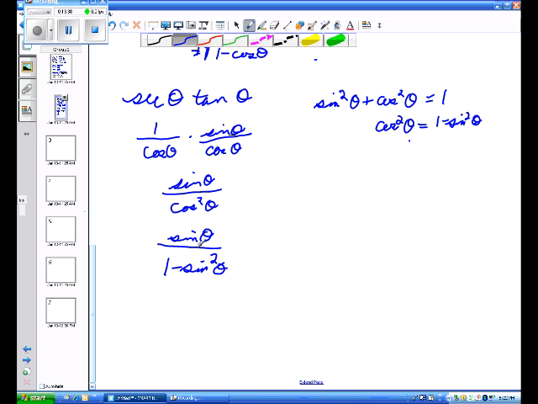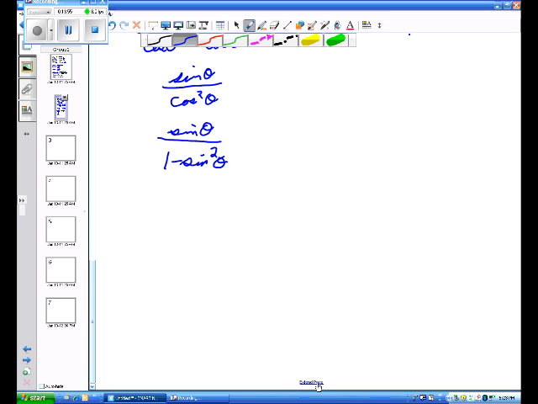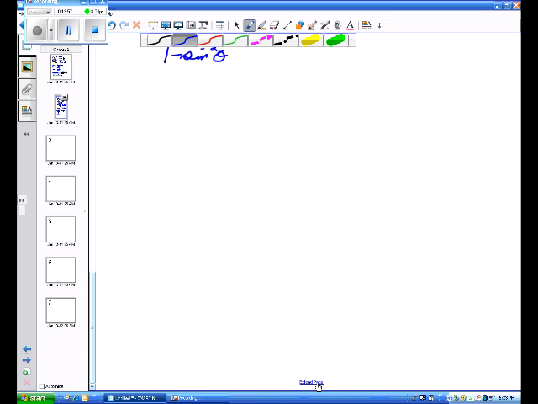But if the directions are to write it in terms of sine and cosine, then this is acceptable and this is also acceptable. You're going through and substituting in these identities that we have worked hard to learn. Let's look at another example where we write it in terms of sine and cosine.